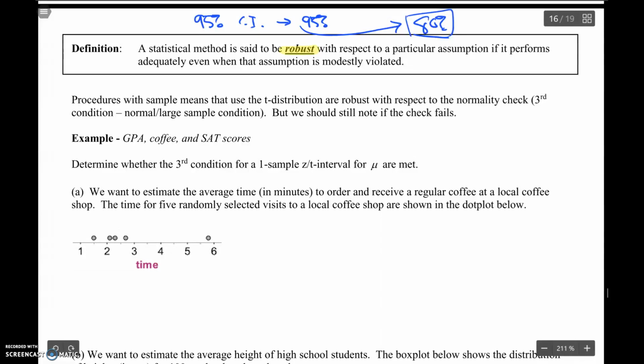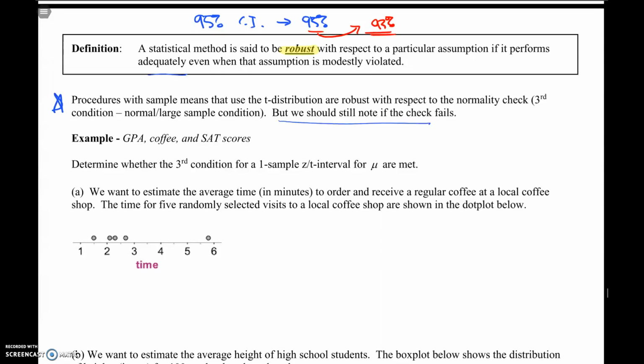Okay, I'm sorry. Read this sentence here. Procedures with sample means using the T distribution are robust with respect to the normality check, the third check. But we should still note if the condition fails. So what this is saying is these procedures are pretty good when you fail the third check. So yeah, it's not going to be 95% effective, but maybe it'll be 93%, or maybe not too bad. Maybe 92, maybe 94. I don't know. But they're going to be close to as advertised.